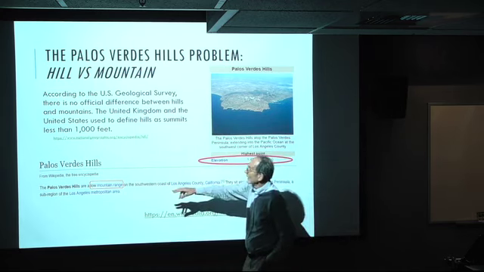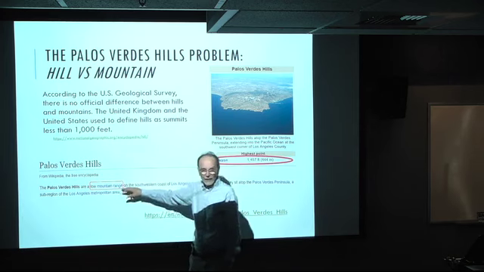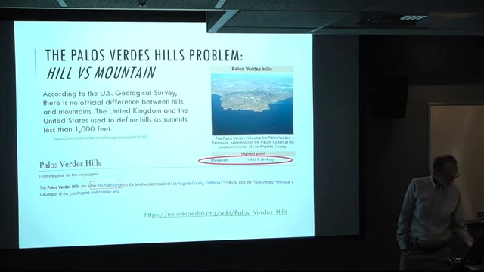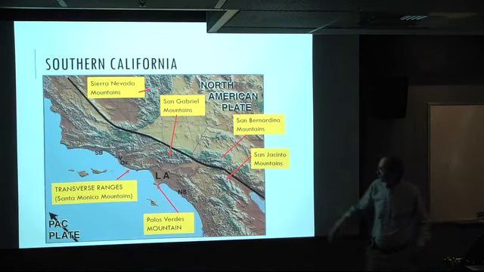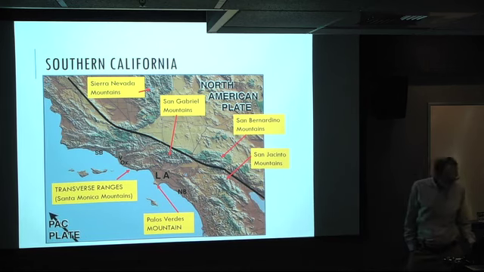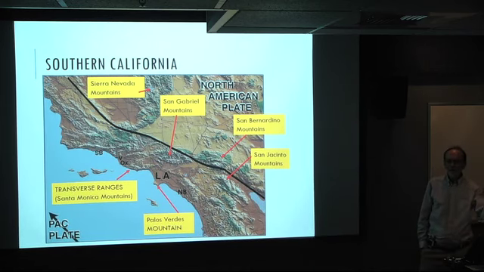Palos Verdes Hills are a low mountain range. So Palos Verdes Mountains, not Palos Verdes Hills, doggone it. So now I've changed this to Palos Verdes Mountain. All right. Remember that movie, The Hill That Was a Mountain?